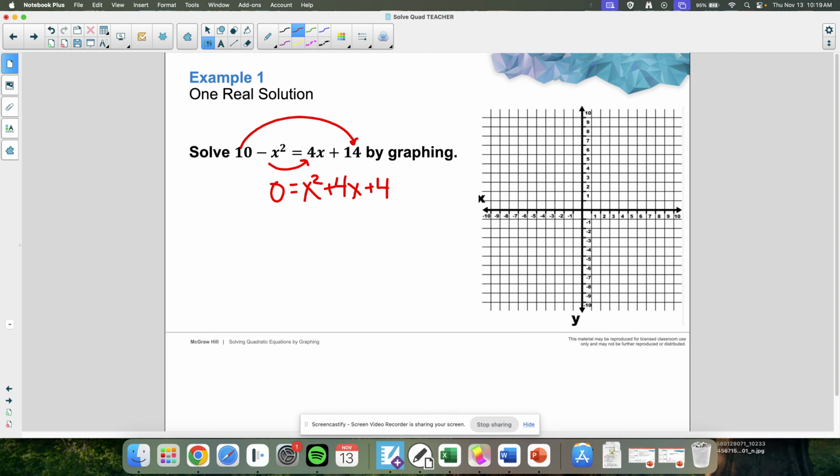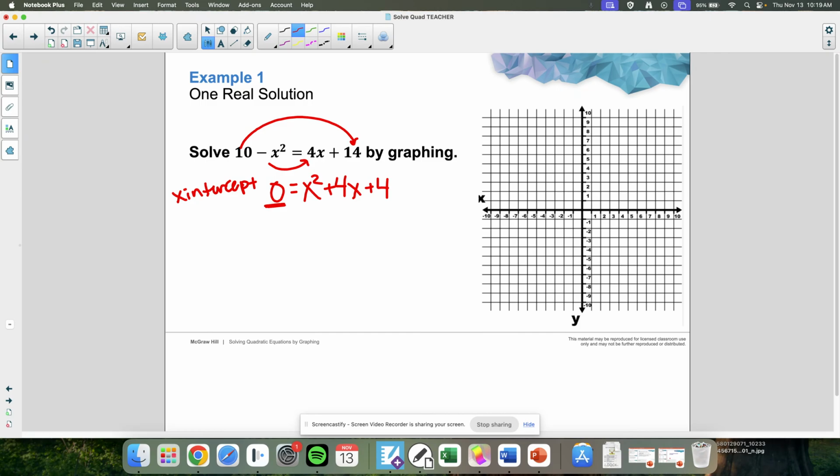You want everything on the same side. What this 0 technically represents is the x-intercept. Because if you think about your x-axis, it's not up, it's not down, it's right in the middle at 0. So the value of the x-axis is 0. That's why if we set it equal to 0, we'll find out where it hits it.